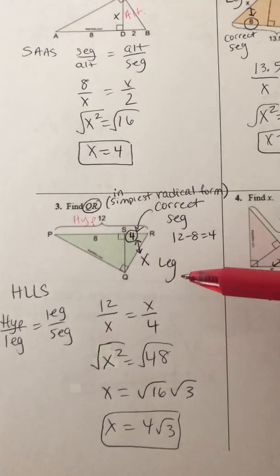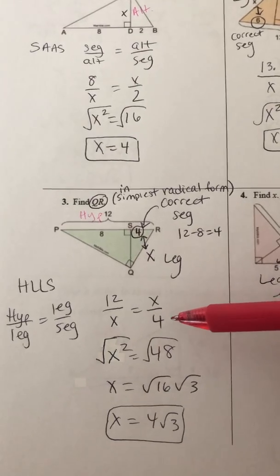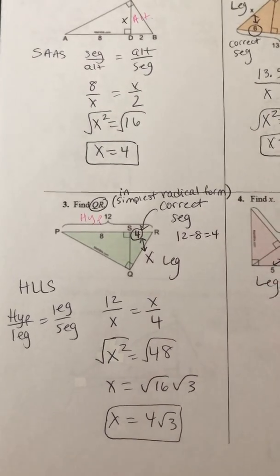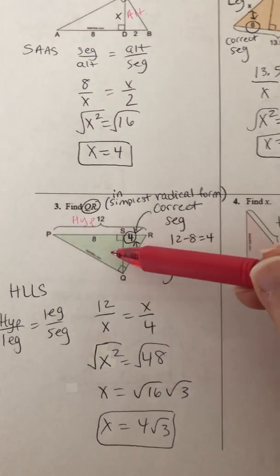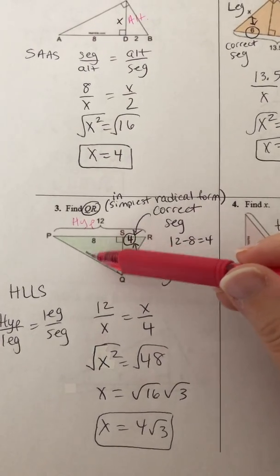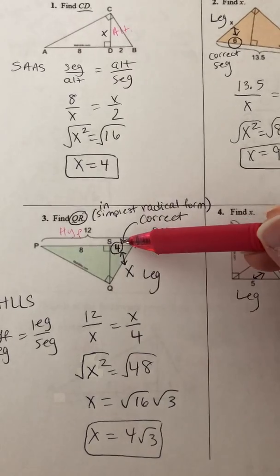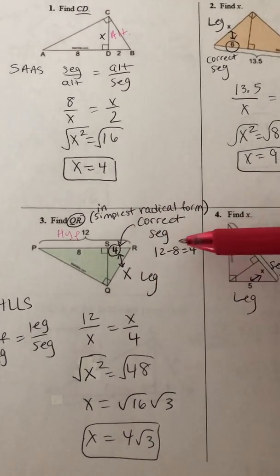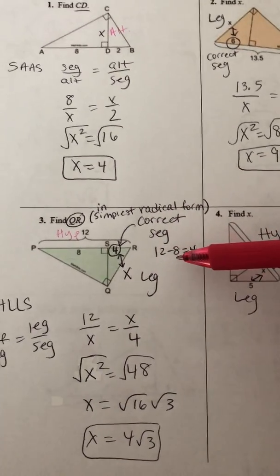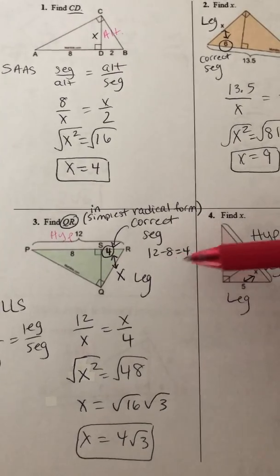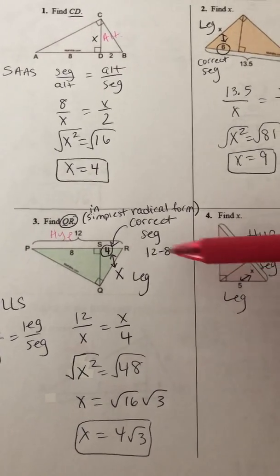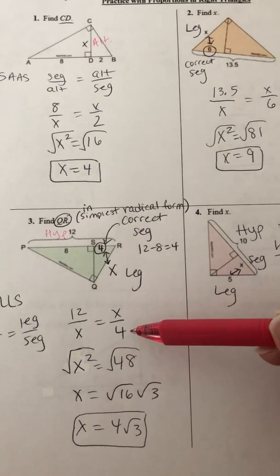Then the leg is X, the leg is X again. But when we look for the segment, we need to take an extra moment to figure it out. We don't want to use 8 because it matches the other leg that we're not working on that side. We need this side. So what we do is we take the whole hypotenuse of 12, subtract the segment of 8 that we know to find 4. That's the segment we don't know. And we put it into the formula.